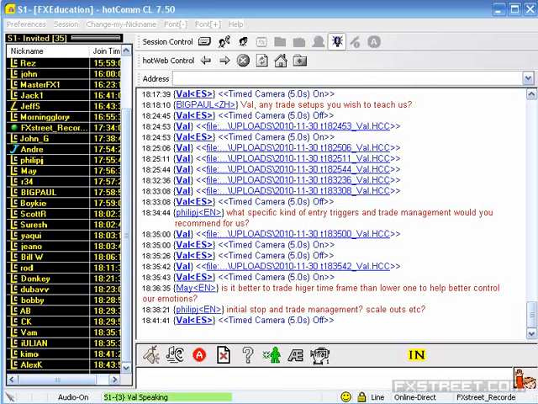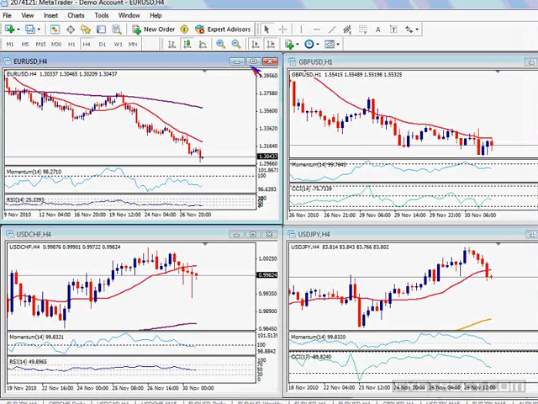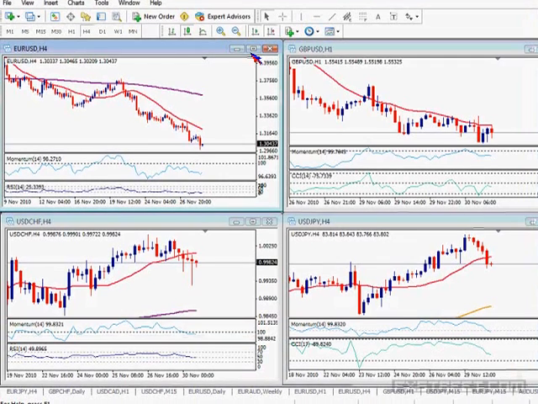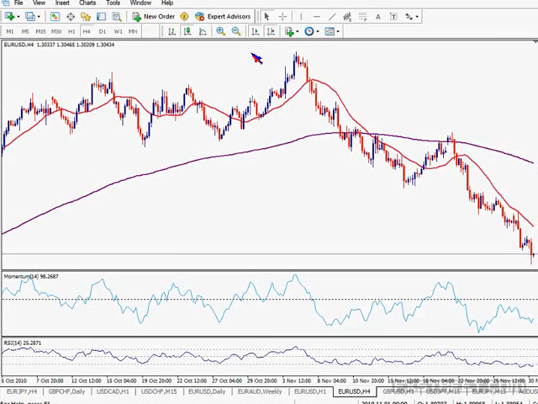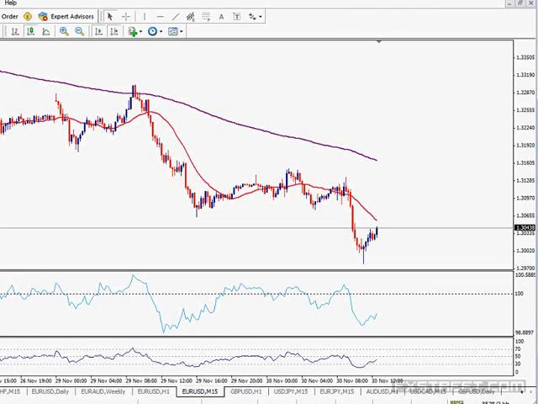Philip says initial stop and trade management, scale out, etc. No, I don't scale out. But initial stops and trade management regarding stop losses, okay, it's related to what I was just saying. I turned the chart on because we are recording the webinar, and that's better for the recording. If we are going to trade a 15-minute chart, my stop losses and my take profits depend on the charts I'm trading.